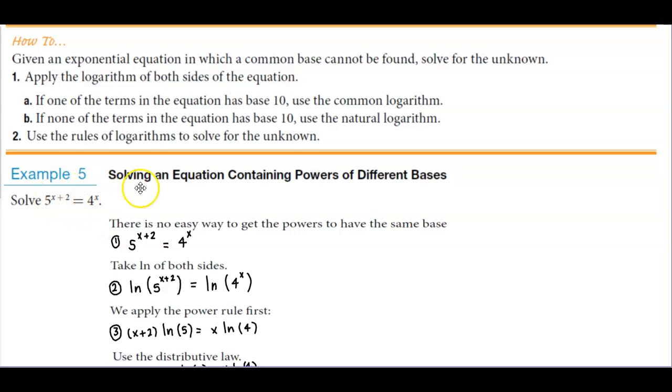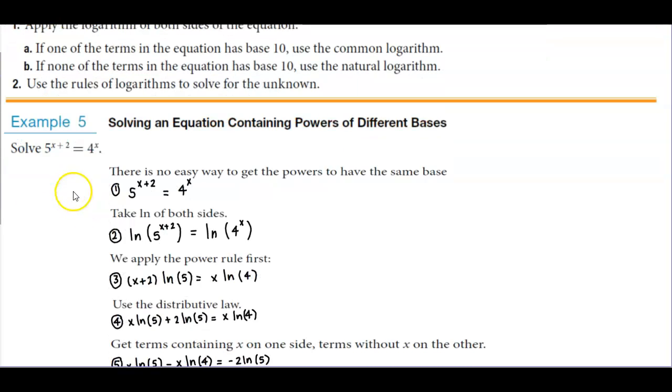Okay, in example number 5, we want to be able to solve an equation containing powers of different bases. So how do we go about this? If we're given an exponential equation in which a common base cannot be found, you're going to solve for the unknown. Number 1, you're going to apply the logarithm of both sides of the equation. Part A, if one of the terms in the equation has base 10, use the common logarithm. B, if none of the terms in the equation has base 10, then you're going to use the natural logarithm. And number 2, you're going to then use the rules of logarithms to solve for the unknown.